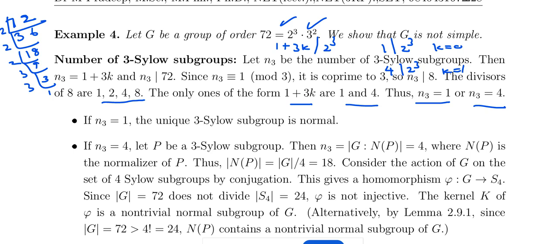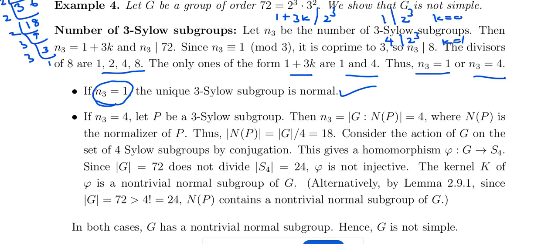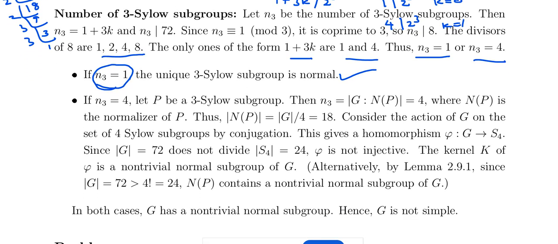If n3 equal to 1, then the 3 Sylow subgroup is normal. We just saw this in the previous problem. If it is unique, then the 3 Sylow subgroup is unique, and then it is normal. What happens if n3 equal to 4? If you take n3 equal to 4, let P be the 3 Sylow subgroup, for the case of n3 equal to 4.